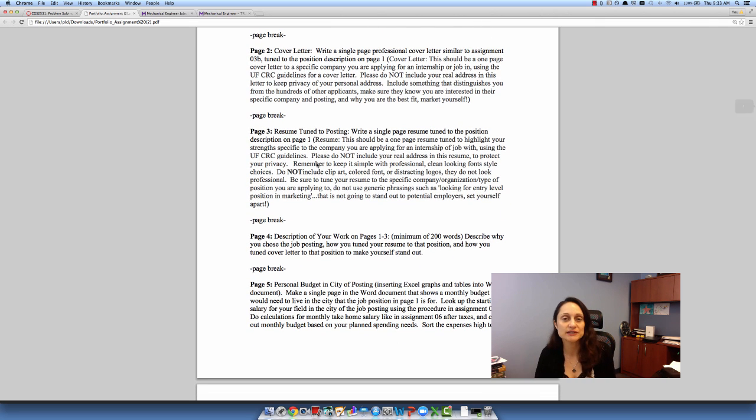On page 2, it's going to be a cover letter as if you were applying for this job. Do this like we did in our early assignment 3, where you had to write and submit a professional cover letter as if you were applying for a job. So write a single page professional cover letter similar to assignment 3, tuned to the position description on page 1 of your portfolio. That job position you found, you're writing a cover letter as if you're applying for that job.